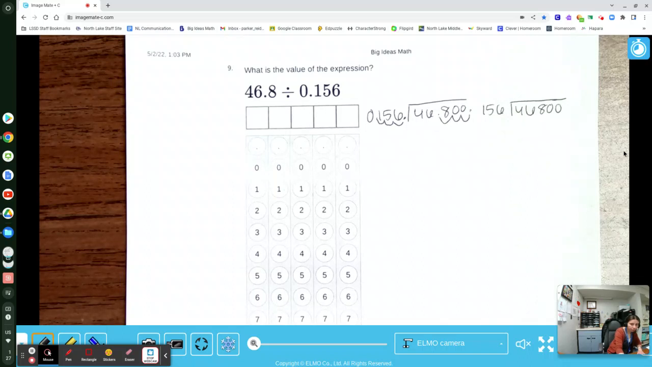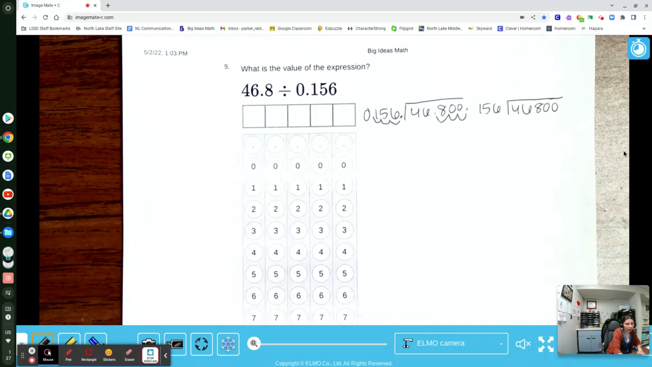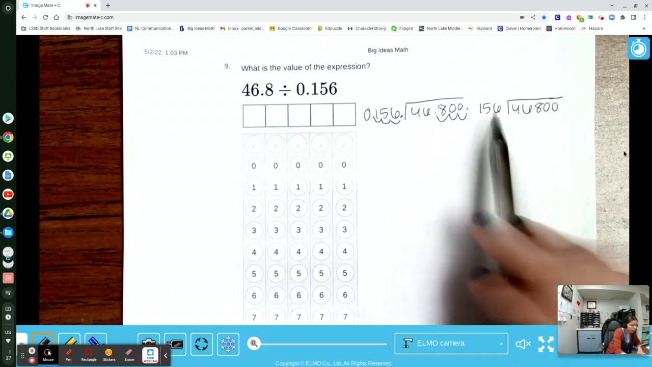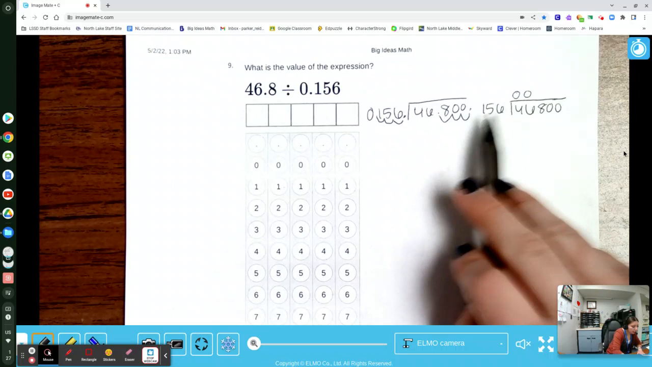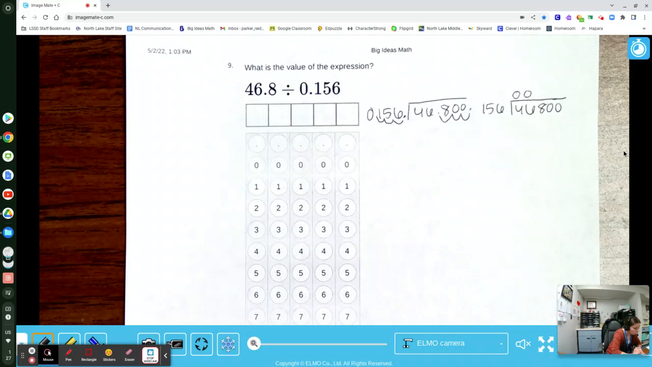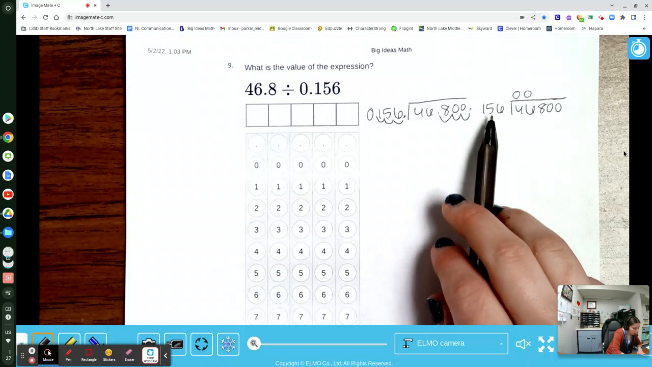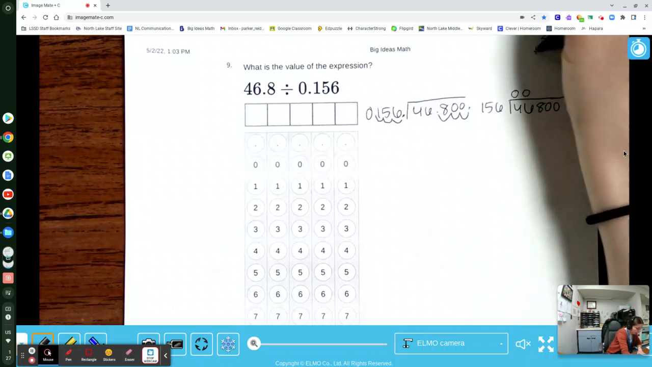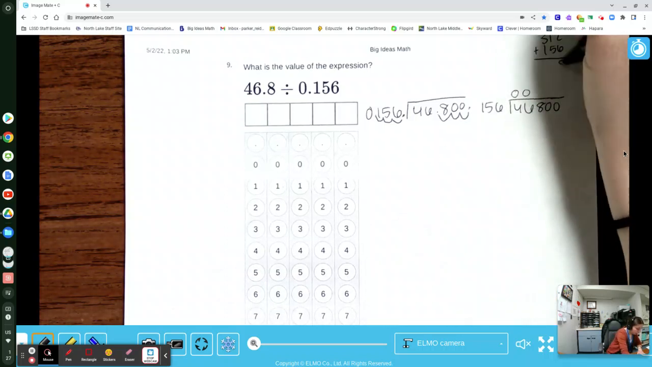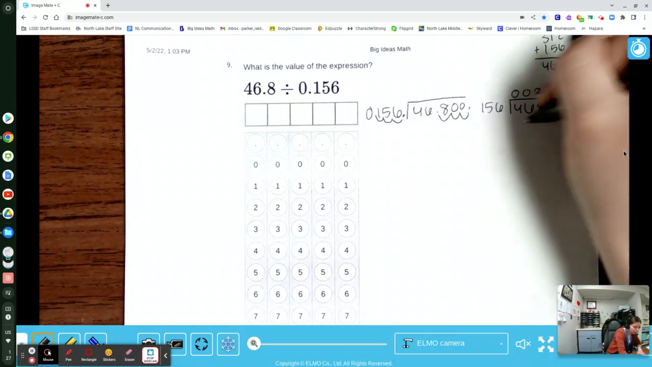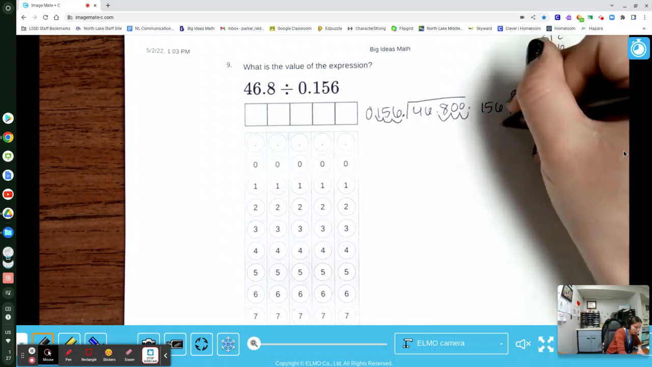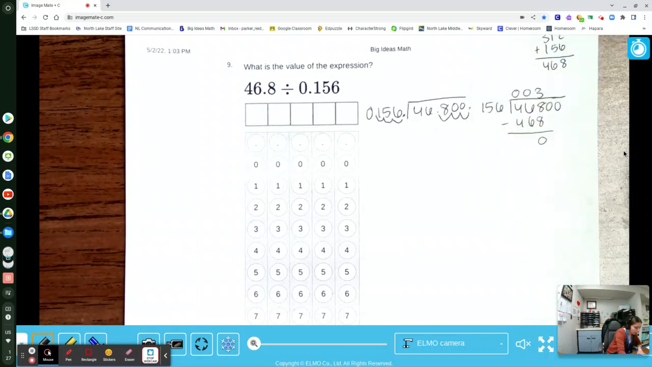46,800. And now I'm ready to divide. So 156 doesn't fit into 4 or 46. It will fit into 468. So 156 plus 156, that's 312. If I add another one, so 312 plus another 156, what are we going to get? 468 exactly. So 3 of them fit. Those 3 156s, 3 times 156 is 468 exactly. And when I subtract, I get 0.